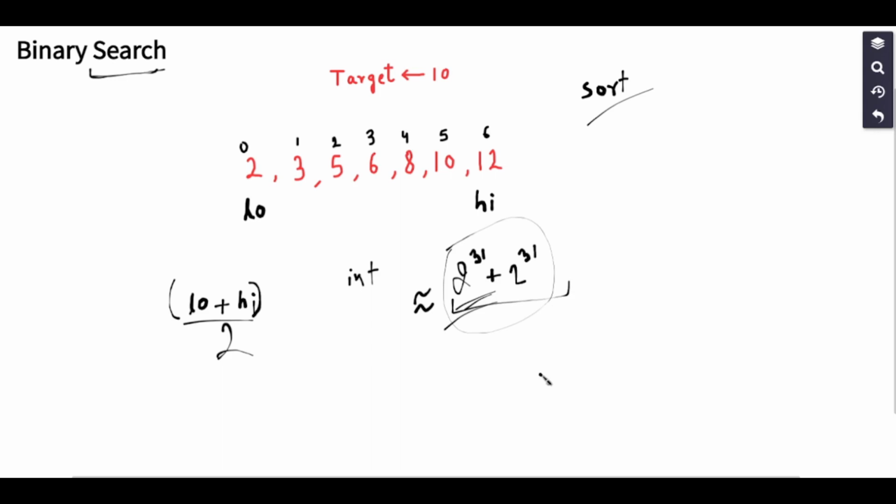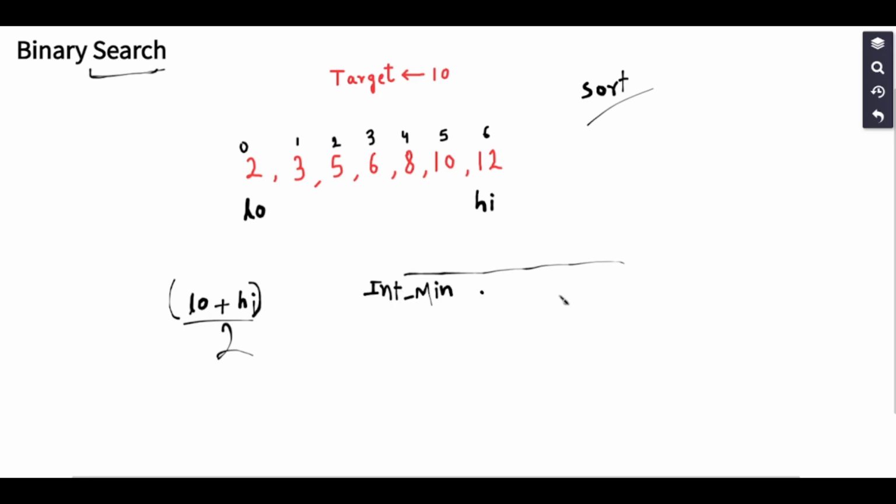We can also understand this with another analogy. I learned this analogy from one of the elders. Let's say we have a rod, an infinite rod, and this infinite rod goes from int min to int max.